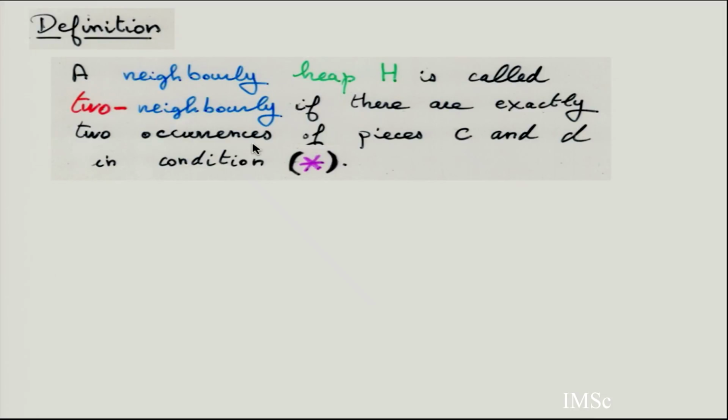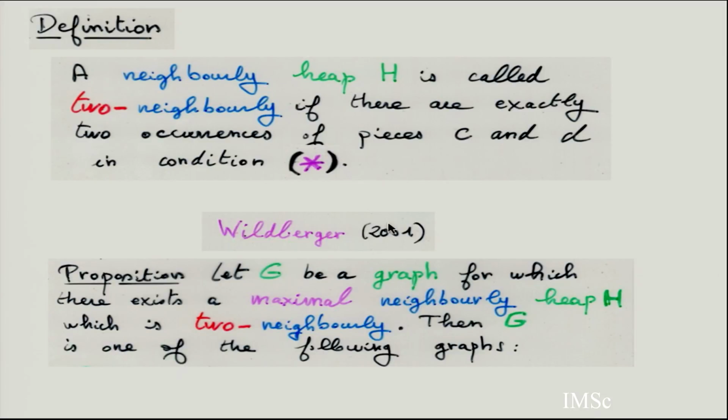Then comes the amazing fact. Wildeberg, who lived in Sydney, 2001. Let G be a graph where there exists a maximal neighborly heap. Suppose moreover that this maximal neighborly heap is 2-neighborly. Maybe there are several maximal heaps, but this maximal heap is 2-neighborly. You didn't give an example of a maximal neighborly heap. No. Now I am going to give an example of this.